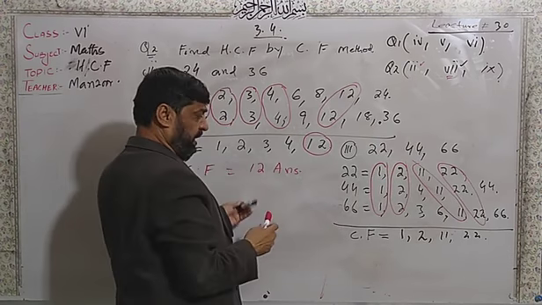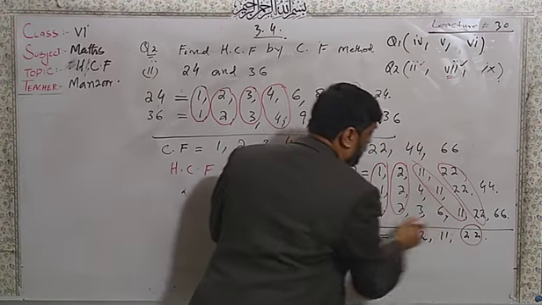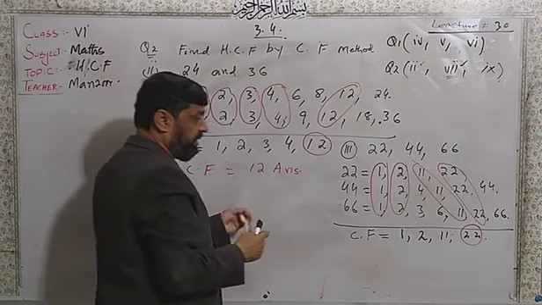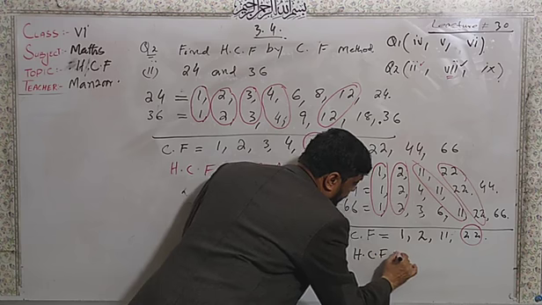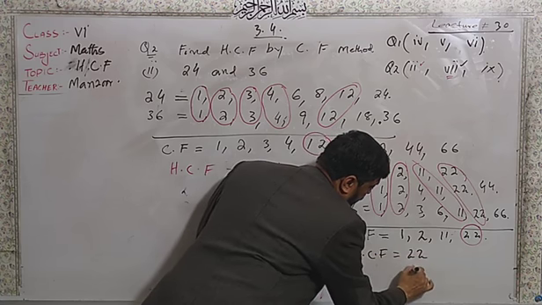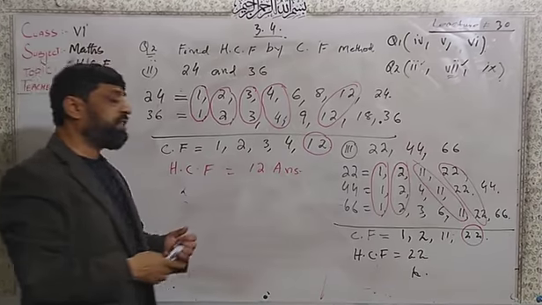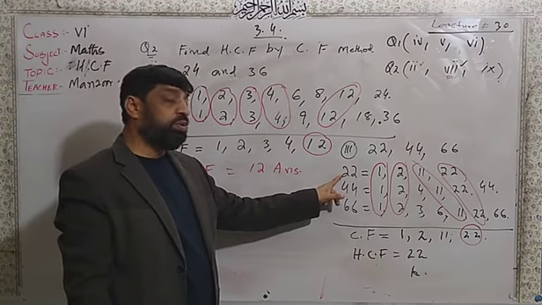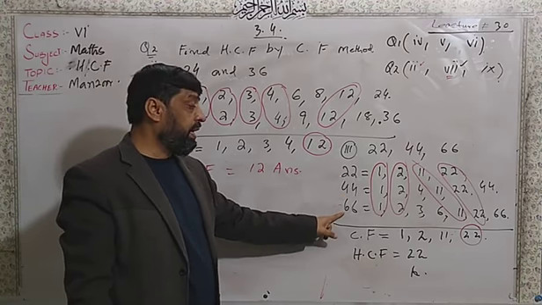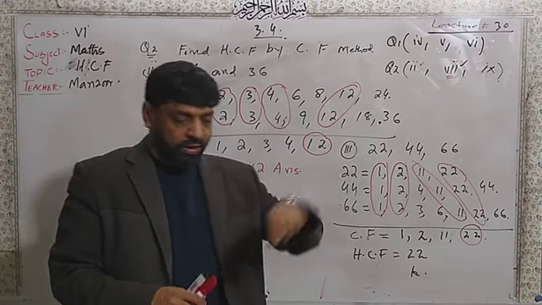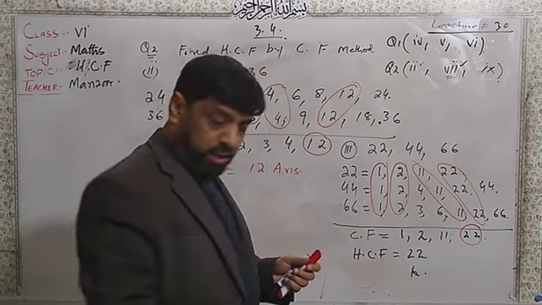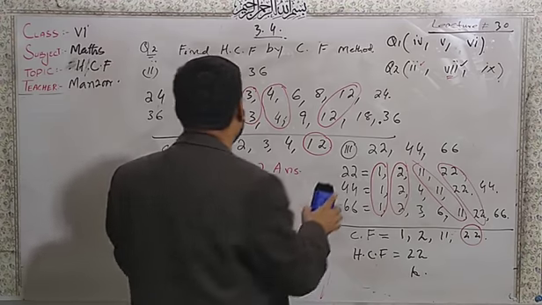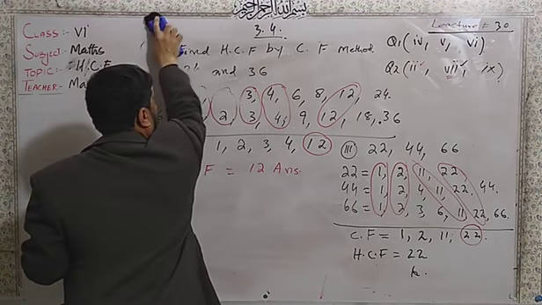Now 22 is the biggest number from up. I'll write here, this will be the highest common factor, that is 22, the answer. Now highest common factor means it can divide 22 one time, here 2 times, and here 3 times. So dear students, this is question number 2, and the last part 9 is the homework.